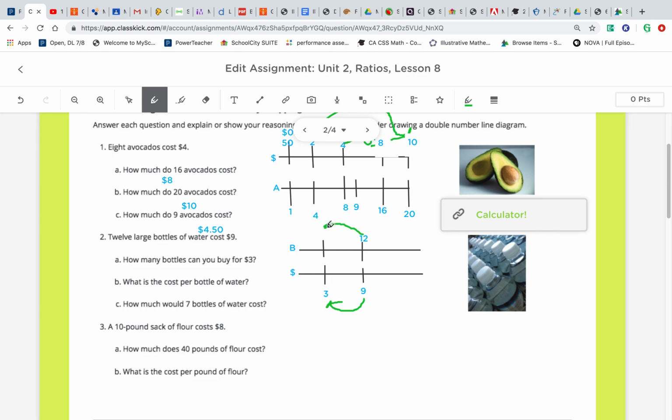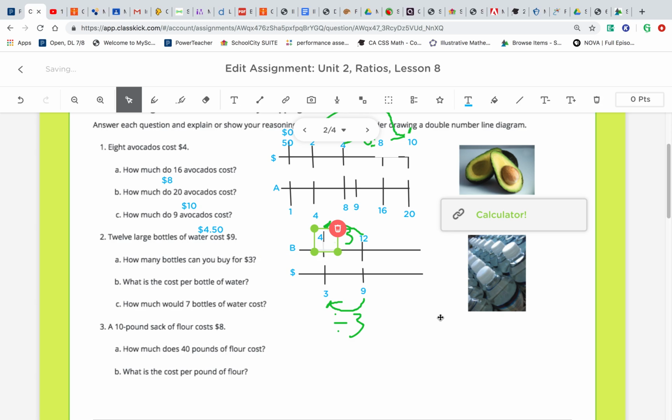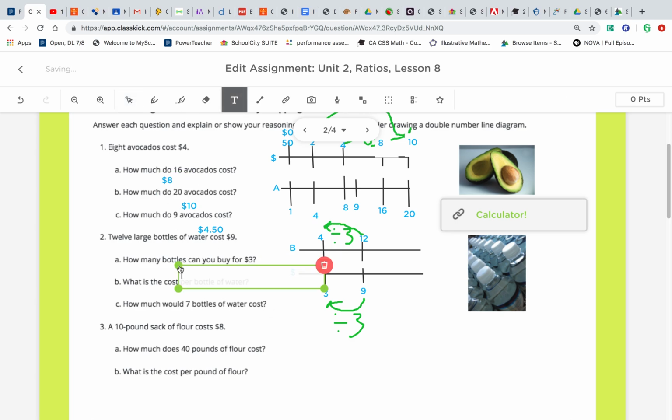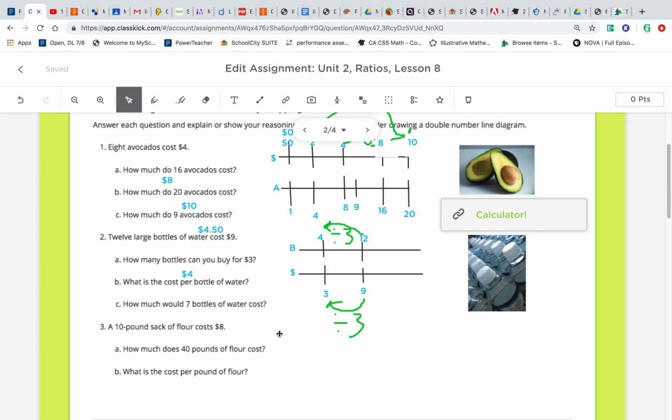So same thing on both sides. This is dividing by 3, so this one has to be dividing by 3 as well. So what is 12 divided by 3? It's 4. Okay, so we know then that this is going to be $4. That's how much you're going to, sorry, it's not $4, it's 4 bottles.